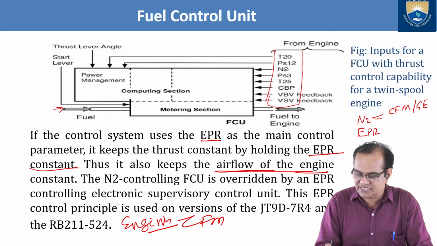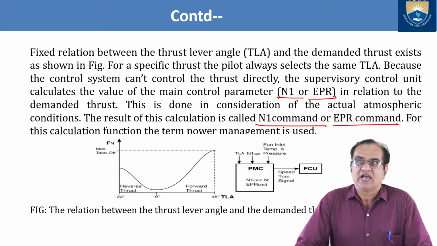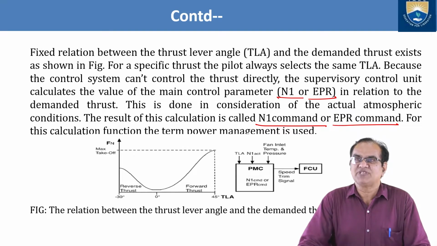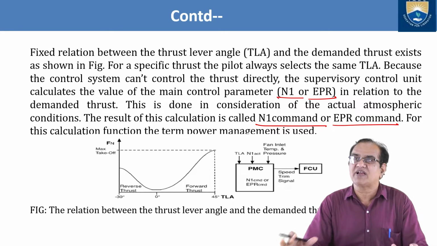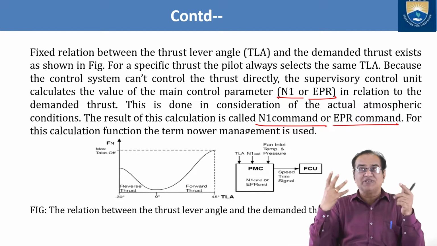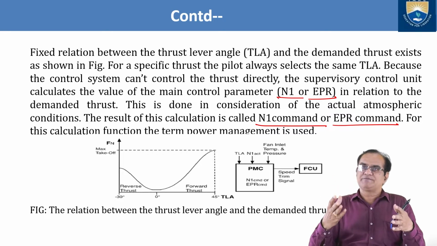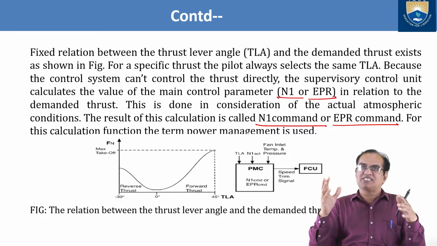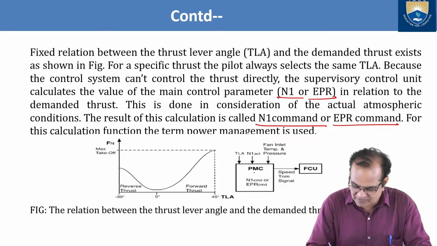This will be done by taking the atmospheric conditions. You can see all this temperature, pressure, different pressures it is measuring, and then only it is giving the output. The result of this calculation is called the N1 command or the EPR command. So whatever calculation you are getting, how much N1 is required or how much engine pressure ratio is required, it will calculate as per that, and for this the function of power management is used. So in this power management, PMC is used.